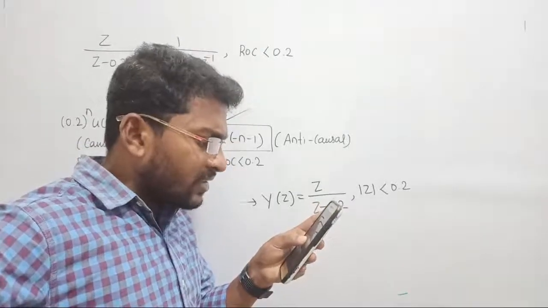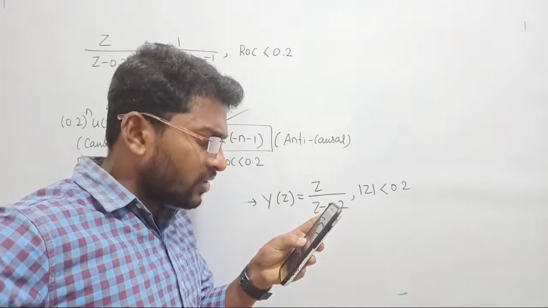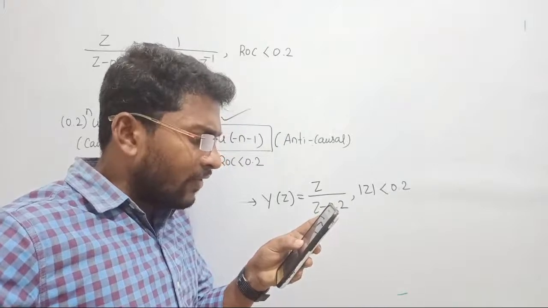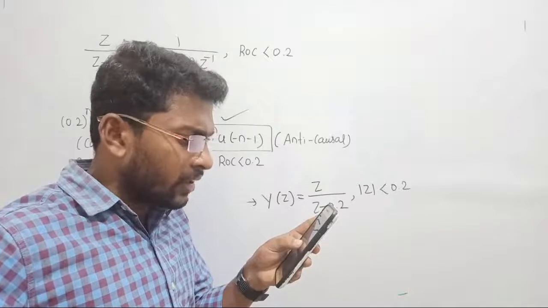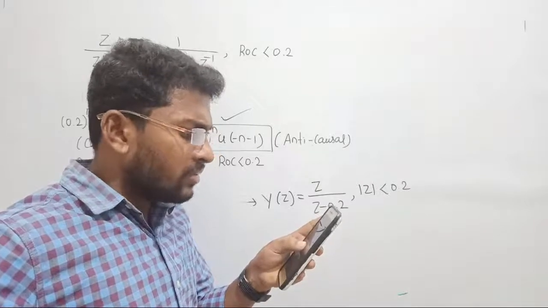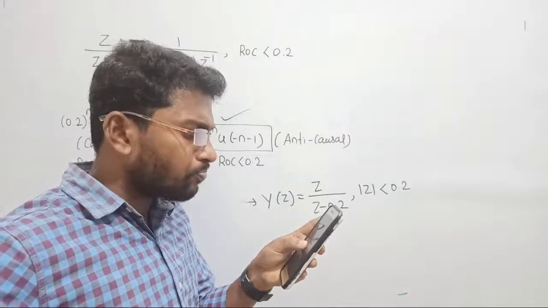A causal LTI system is described by the difference equation 2y[n] = alpha y[n-2] - 2x[n] + beta x[n-1]. The system is stable only if.